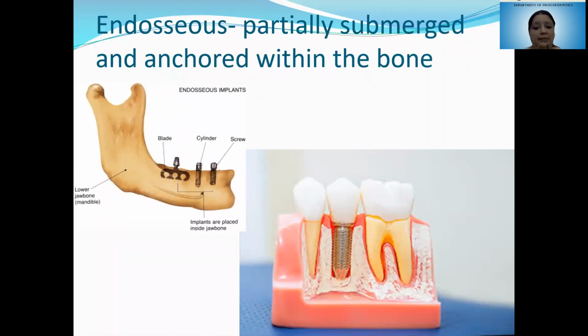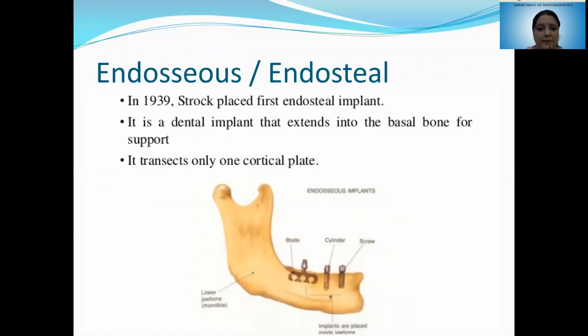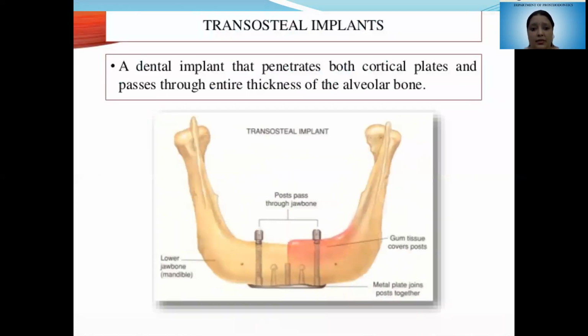The endosseous implants penetrate one cortical plate. They are partially submerged and anchored within the bone. They can be of different shapes. They can be the blade type implants, the cylindrical implants, the screw type or hollow implants, or the most recent, the root form implants. The endosseous and or endosteal implants were first placed by Strock in 1939. It is a dental implant which extends into the bone for support but transects only one cortical plate.